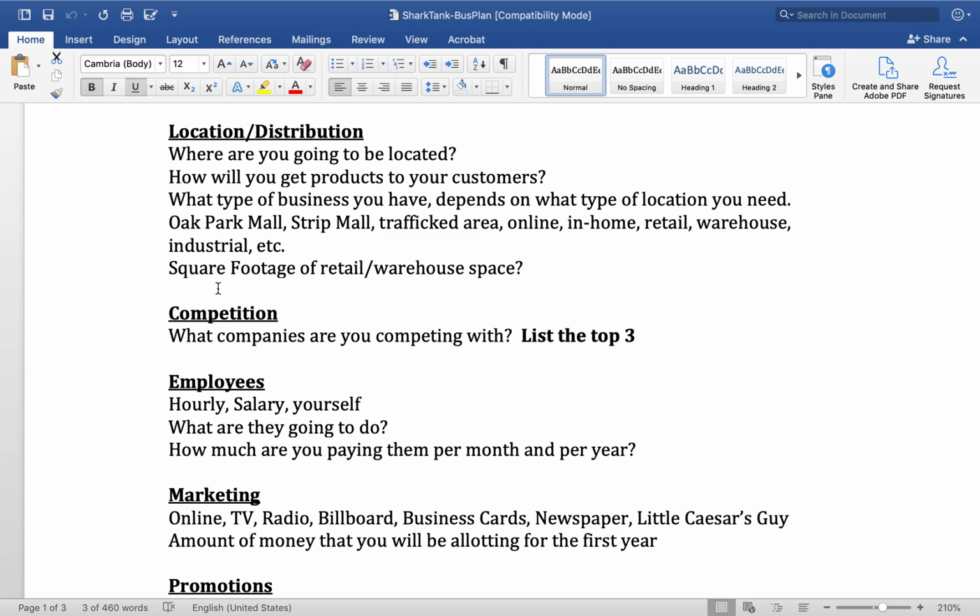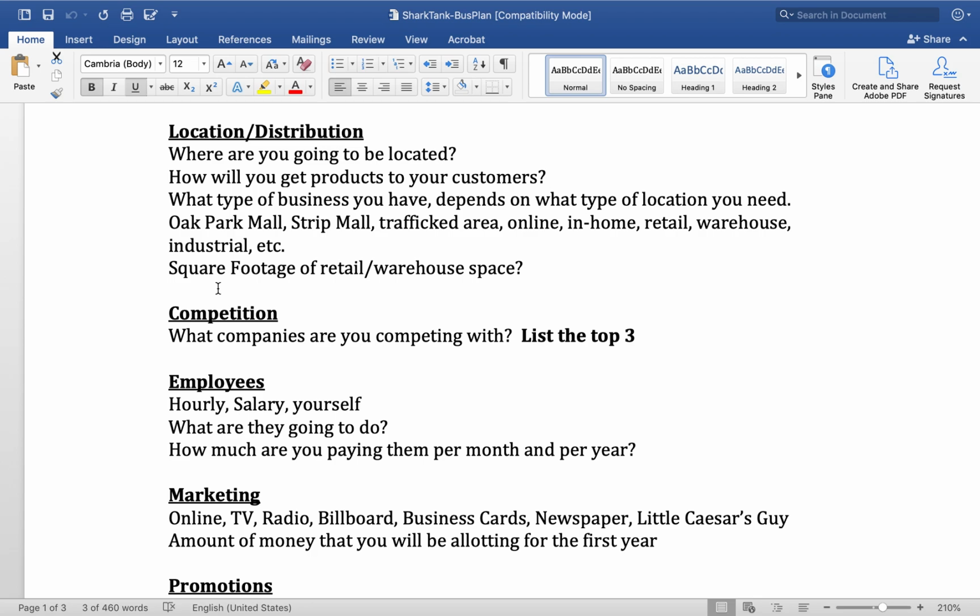If you need to be in Oak Park Mall, which is a pretty bad place to be right now since the mall is shut down, go look up, see how much they charge for their square footage and figure out how much area you need. If you need a 10 by 10 foot room, that's 100 square feet. Okay, so just multiply the length and the width of the room or the size that you need.